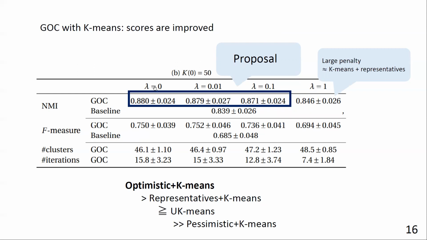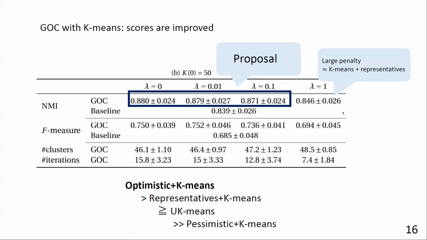And here, lambda denotes a weight for the penalty function for the feature representatives. We use the penalty function so that features near the center of the uncertainty set have small penalty, and features distant from the center of the uncertainty set have large penalty. So if lambda is large, for instance lambda equals 1, then feature representatives tend to be selected from the center of the uncertainty set. The results also indicate that the smaller penalty is better than the larger penalty.